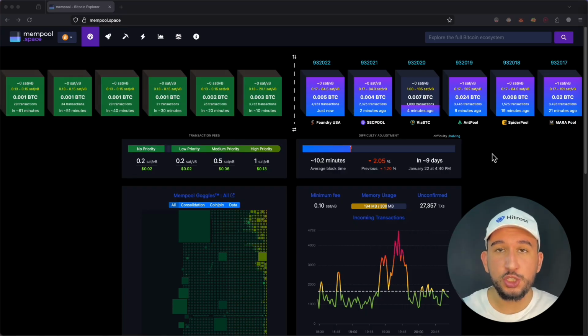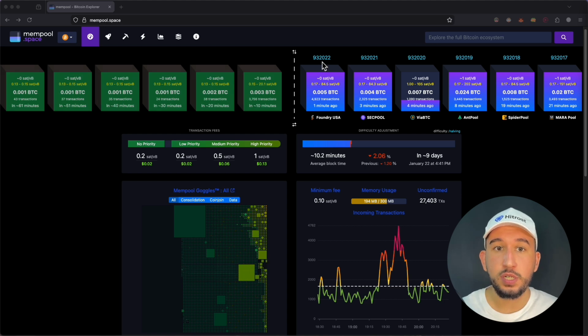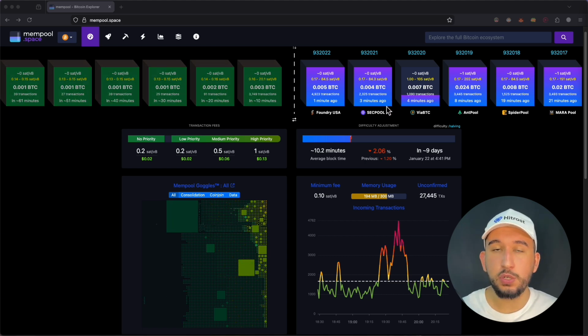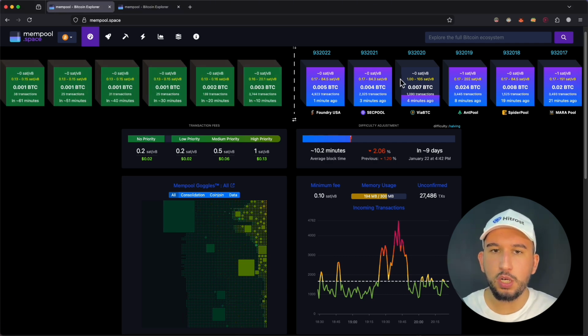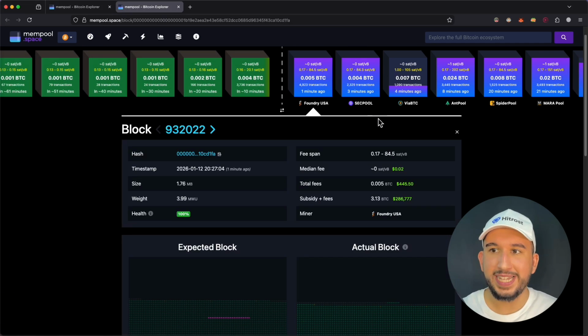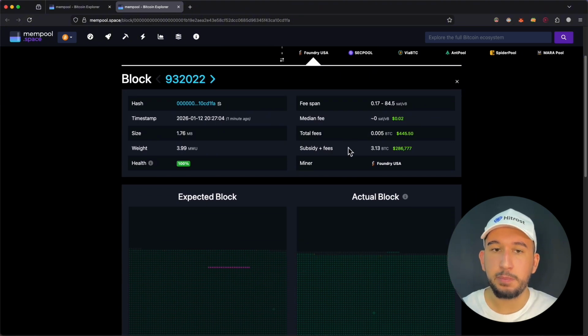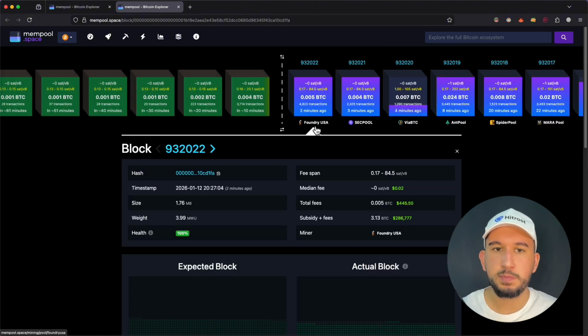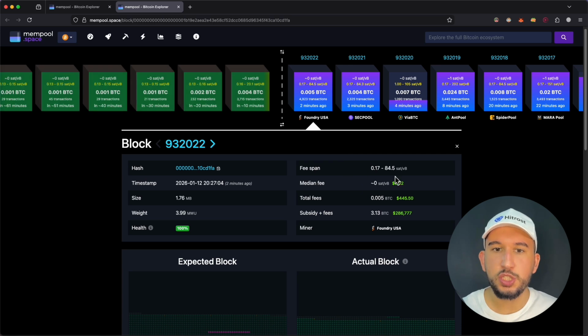The Bitcoin blockchain is made of blocks, and every block has something called a block height. This number, 932,000, is the block height. It literally tells you how long Bitcoin has been running. Each block, if we open it up, contains transactions, a timestamp, the miner who mined it, this block is mined by Foundry USA, and how much data is inside. You can see also the upcoming blocks that miners are right now competing to mine, which brings us to incentives.